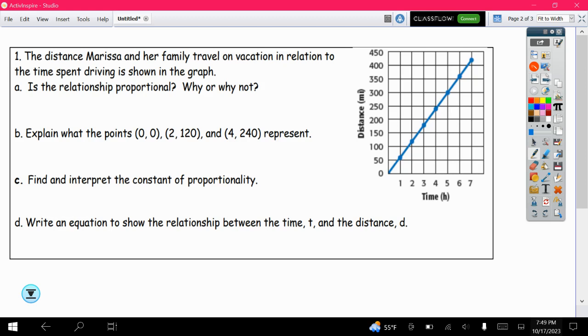Hopefully you were thinking that a proportional relationship should be a straight line through the origin. And our graph is definitely a straight line, and it goes through our point (0, 0), so this is proportional. So what I'm going to say for question 1 is I'm going to say, yes, this is a proportional relationship because we have a straight line through the origin.